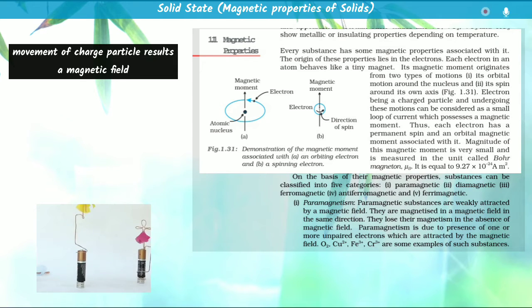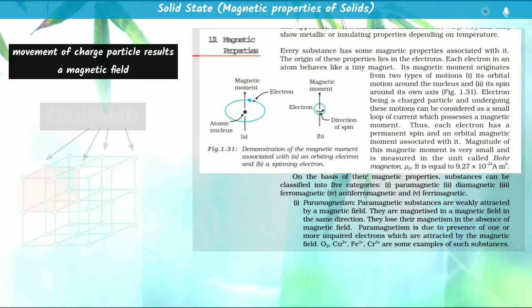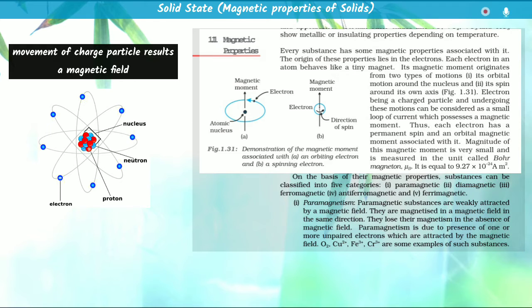We already know that when a charged particle moves, it will create some magnetic field, or we can observe some magnetic properties because of that movement of charged particles. In case of solids, we already know that solids are formed by constituent particles. They may be atoms, molecules, or ions. And the molecules and ions are formed by what? Atoms or some elements. An atom is formed by a nucleus and some electrons, and the electrons are negatively charged particles. We already know these things, no?